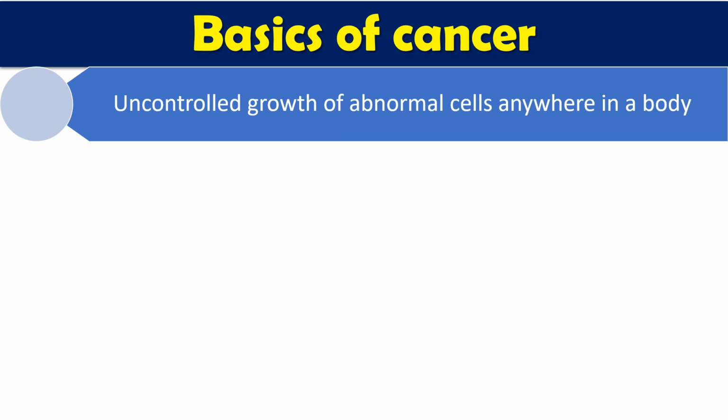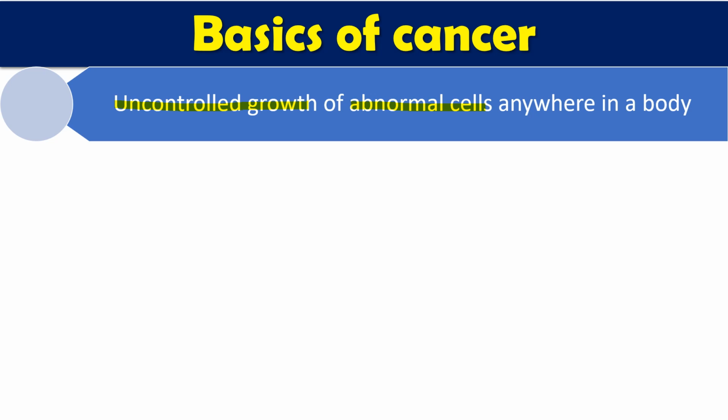Cancer is an uncontrolled growth of abnormal cells anywhere in the body. So two specific words we are going to use: uncontrolled growth and abnormal cells. Normally our cells have regular cell division, meaning our cells divide in a regulated fashion. Whenever the body needs, the cell will divide, and that will be in a regulated fashion. It will divide only up to the moment we want.